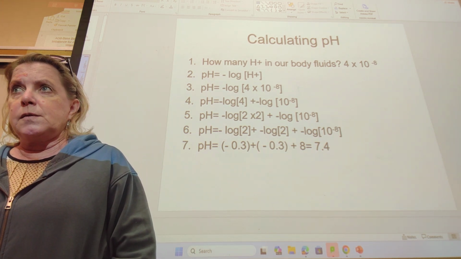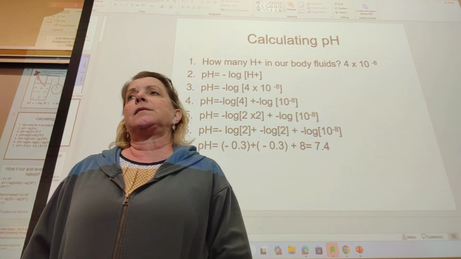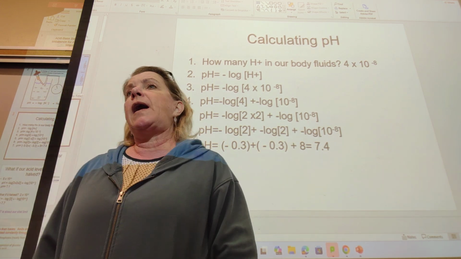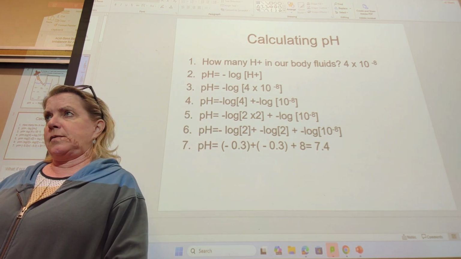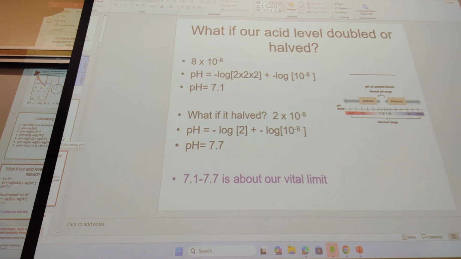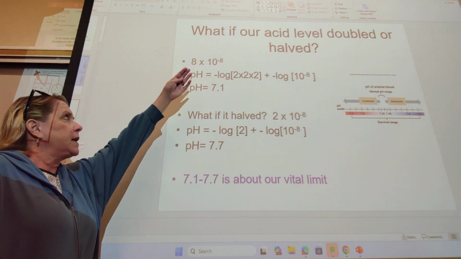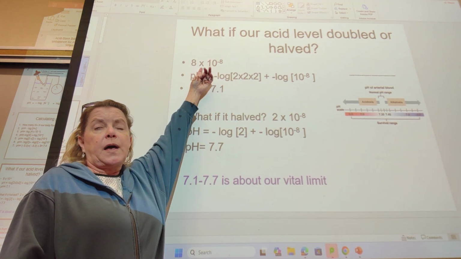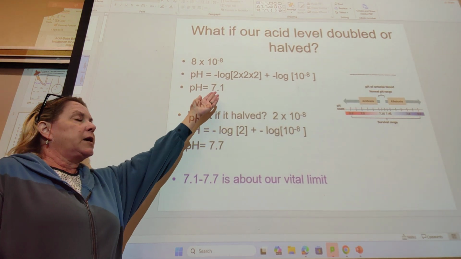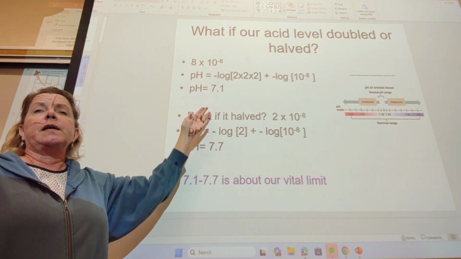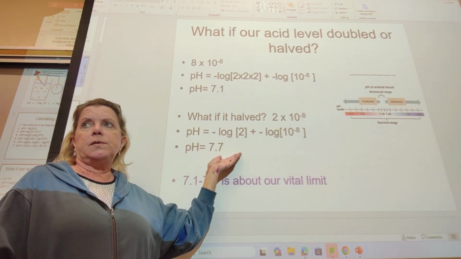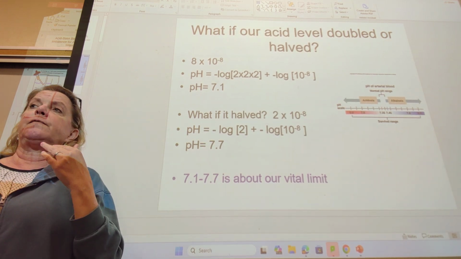The truth is, our pH range in our body has an acceptable range of 7.35 to 7.45. And the viable range is even larger than that. Let me show you. So if the normal values of hydrogen are 4 times 10 to the negative 8, if we doubled that, doubled the hydrogen ion concentration, that means the pH is going to drop. Using that equation, we would get about 7.1. If it is cut in half, now we have 2 times 10 to the negative 8, and the pH would climb to 7.7. That is roughly our viable range.